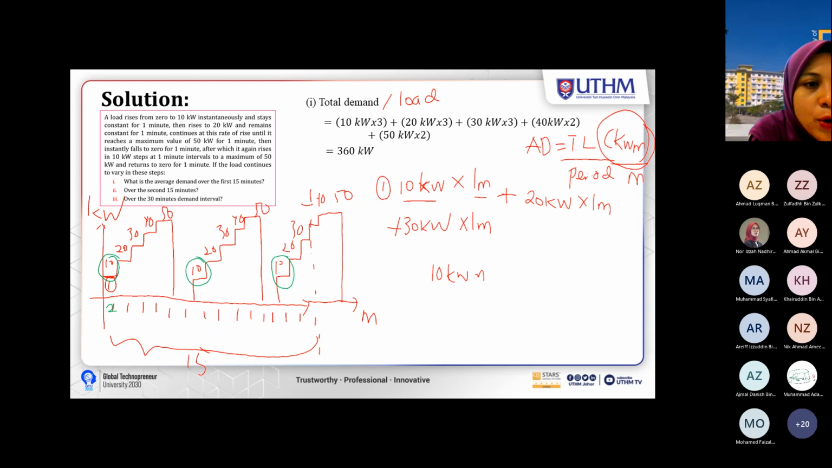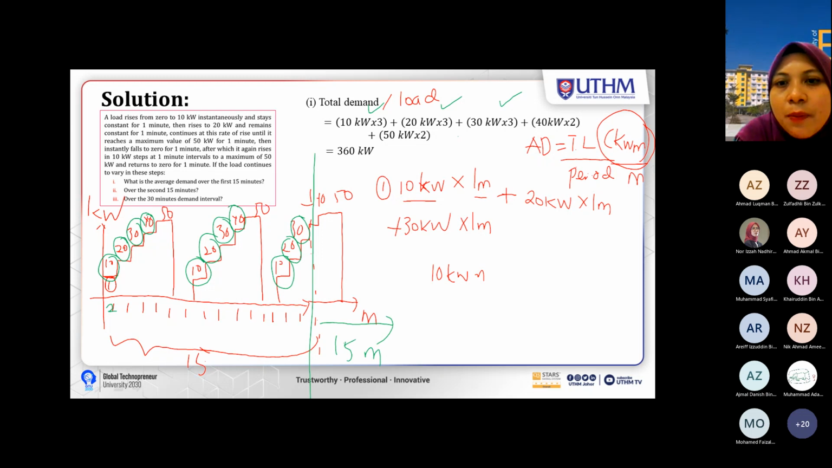20 ada berapa lagi? 20 ada 3, 1, 2, 3. 20 kali dengan 3. And then 30 ada 3, 30 kali dengan 3. Lepas tu 40, 40 ada berapa? Ada 2 je. Perasan tak? Kat sini dah masuk dekat interval yang lain. This one is the next interval, the second interval. So you kena buat sampai 40 ada 2 je. And then we have 50, 2 only. So this one tak boleh kira because this is the next 15 minutes.